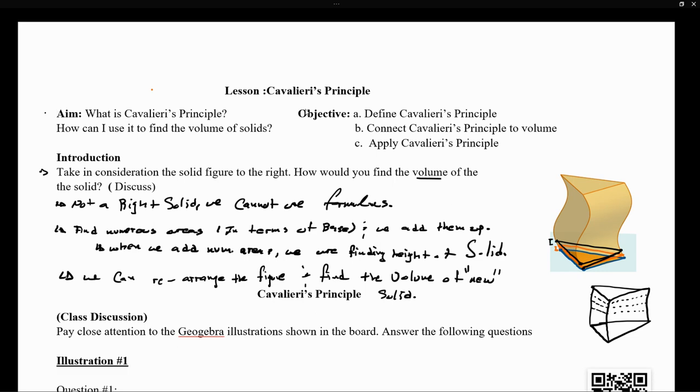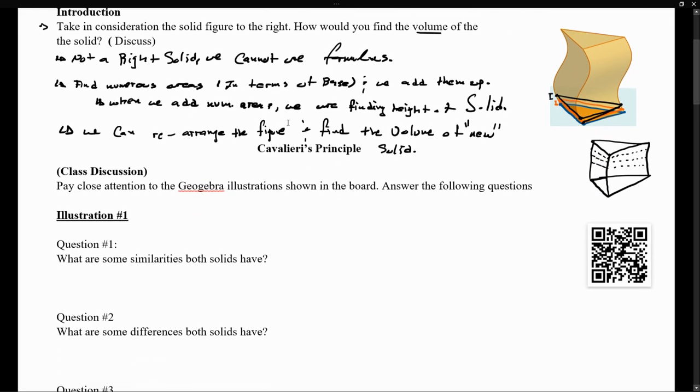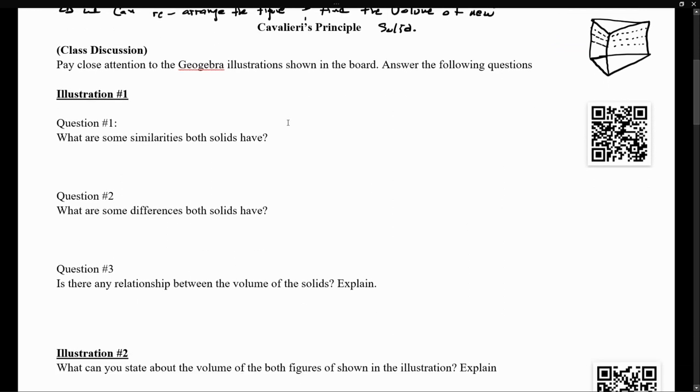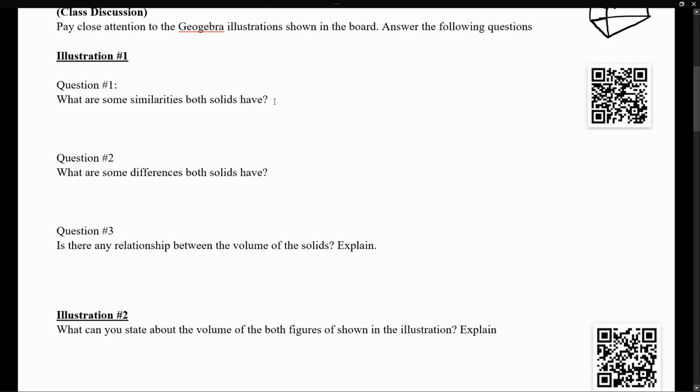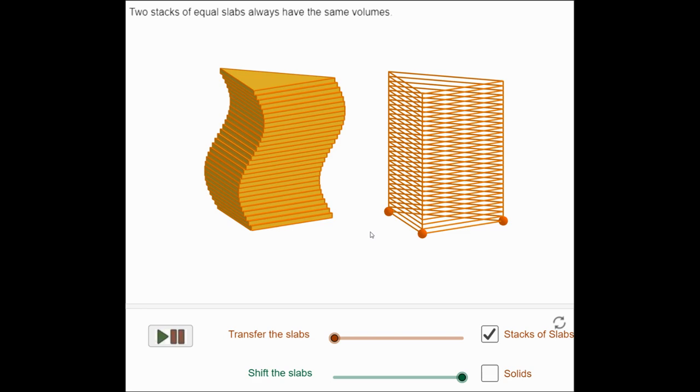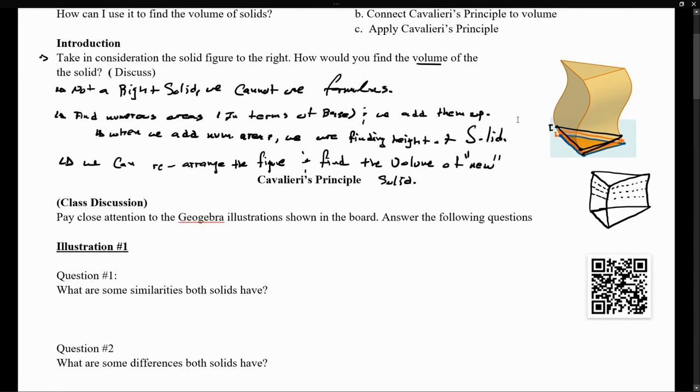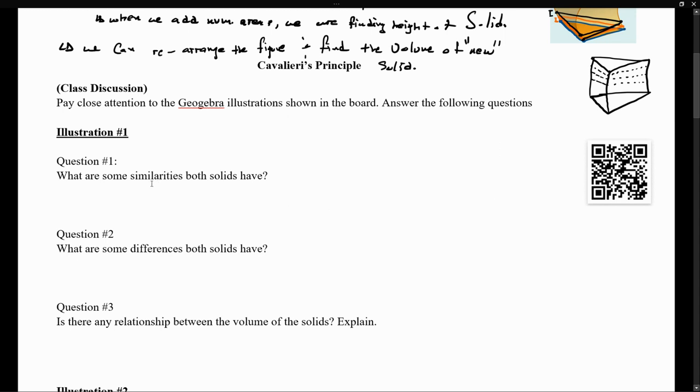Before we start defining Cavalieri's principle, let's take a look at the following animation, or illustration. And once we see the illustration, we're going to try to answer these three questions. So let's go to this illustration. Here we have our illustration, which has the curved solid that we were referring to in our introduction question.